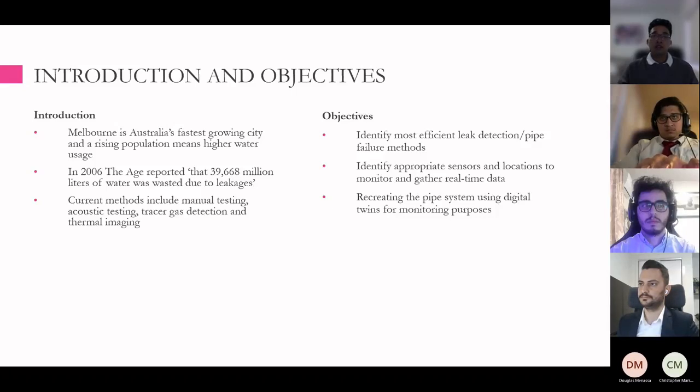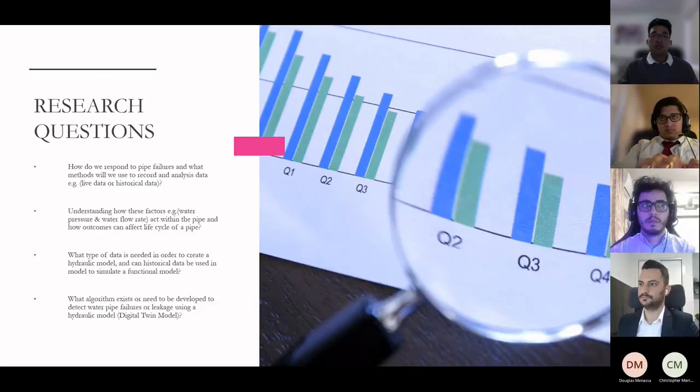And we will explore the following: responding to pipe failures and what methods we will use to record and analyze data, understanding how factors such as water pressure and water flow rate act within the pipe and how they can affect the life cycle of a pipe, what type of data is needed to create a hydraulic model, and can historical data be used in models to simulate a functional model, and what algorithm exists or needs to be developed to detect water pipe failures or leakages using a hydraulic model.